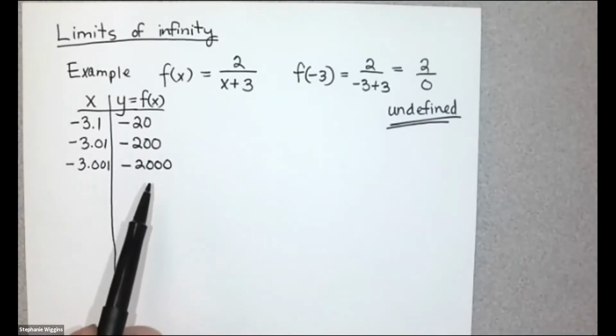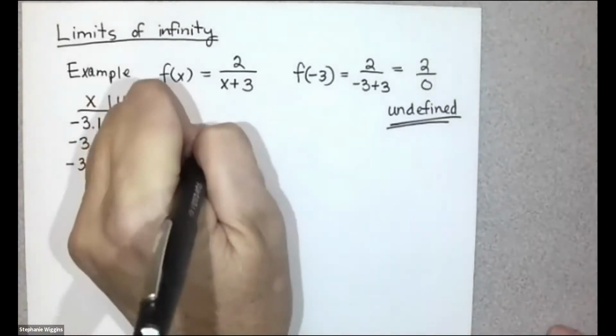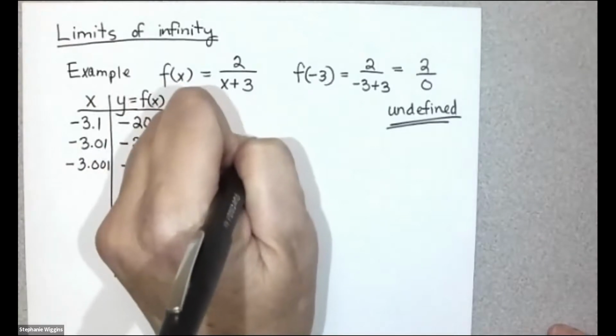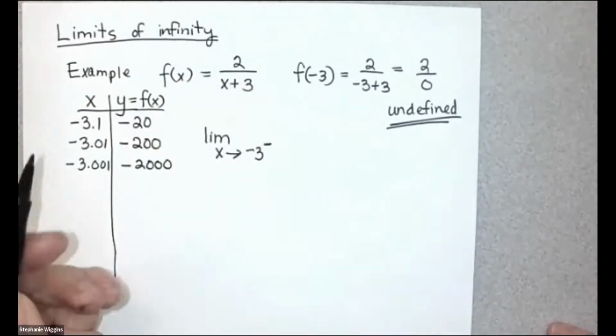So this trend is going to keep going on. You can see it's expanding without bound in the negative direction, okay? And the way I would write that, I would say that the limit as x approaches -3 and from the negative side.